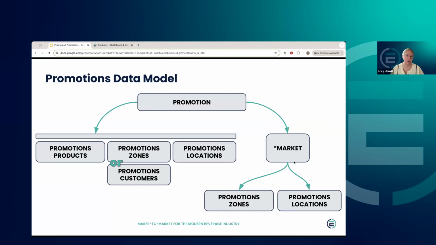Versus if I were to do that with promotions customers, I would tie all 30 promotions customers records to the promotion. Again, that naming convention shows me that this is a record that ties those two things together. I have a promotion, I have a customer, and a promotions customers record is that single record that links the two things. Doesn't change the promotion and it doesn't change the customer. And again, same logic then applies for promotions locations.